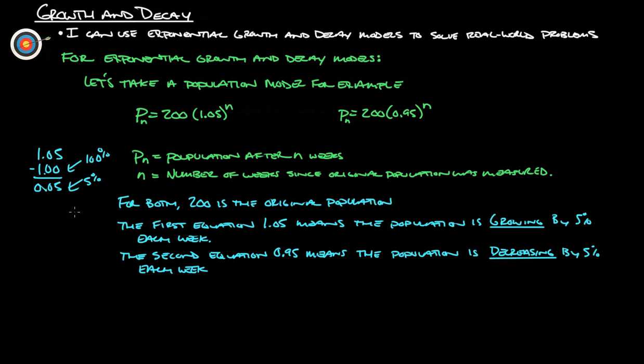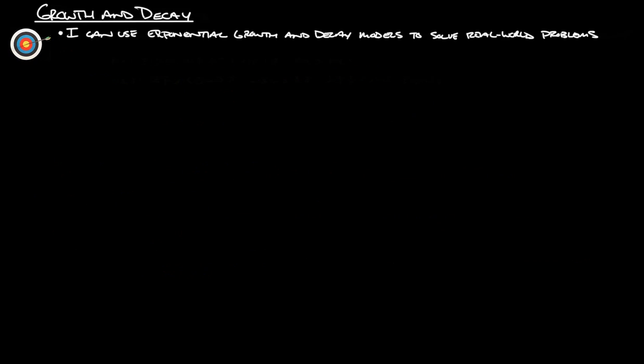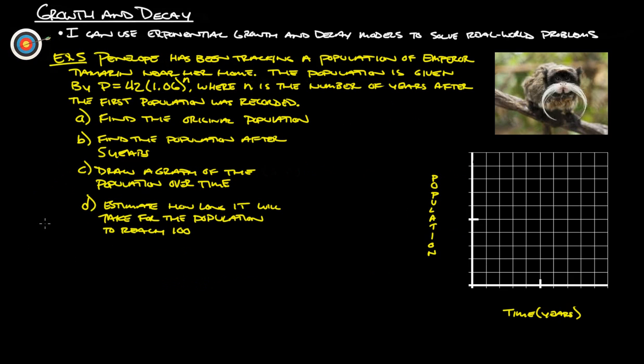This one here, we do the same thing. We take 0.95 and we subtract our 1, our original 100%, and we get negative 0.05, which means that's negative 5%. That means it's called decay. It's decreasing by 5% each week, where this is increasing by 5% each week. Okay, so let's look at an example and put this into practice here.